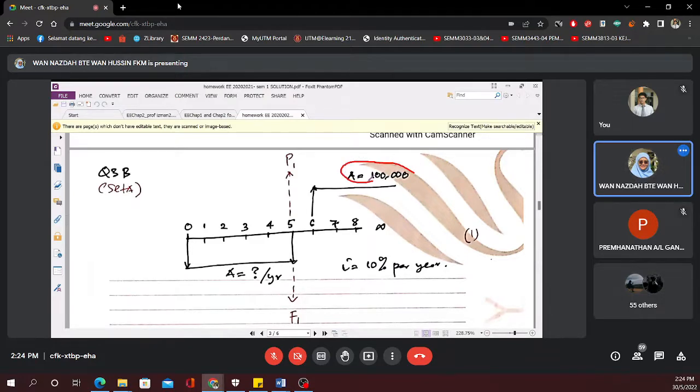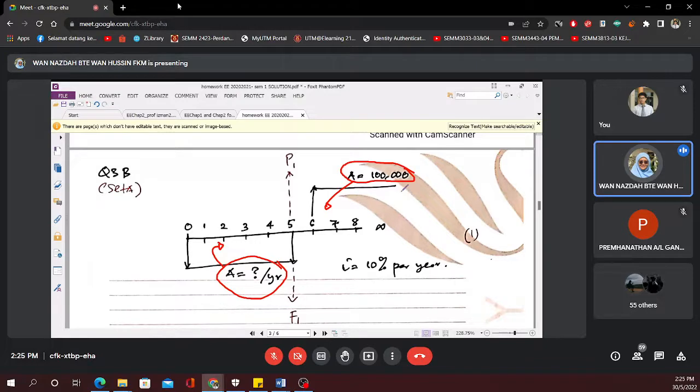You're supposed to include this one inside the box, and this one is inside the box, and what you are required to determine is A, how much A. A means annual event. So how much A from year 0 to year 5. This is what you have been given.